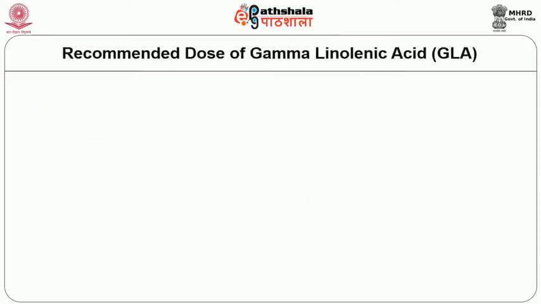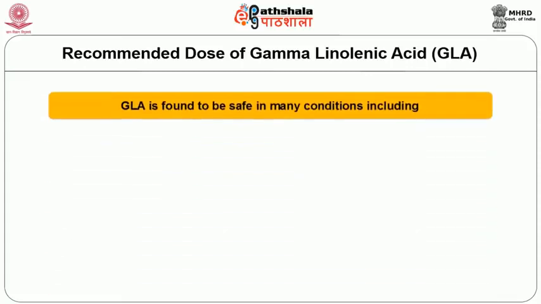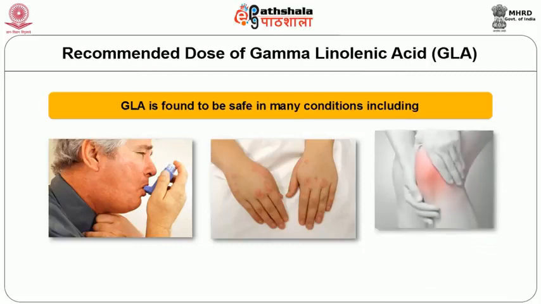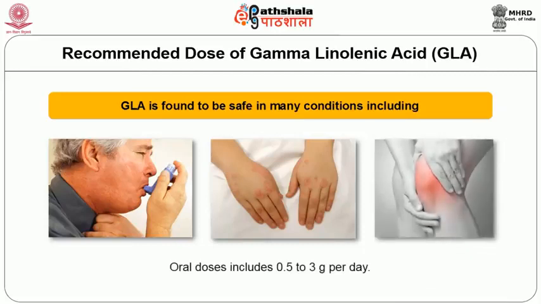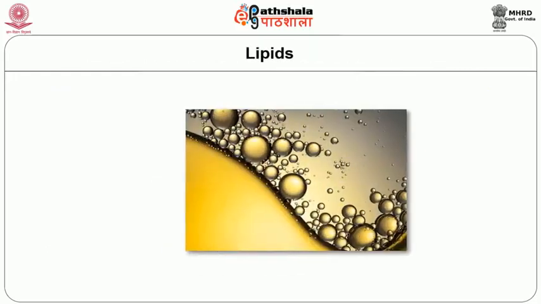So what is the recommended dosage? By looking at the many studies, people have come to a conclusion that a safe dose of gamma-linolenic acid for conditions including asthma, dermatitis and arthritis, oral doses of 0.5 to 3 grams per day, has been shown in many studies.